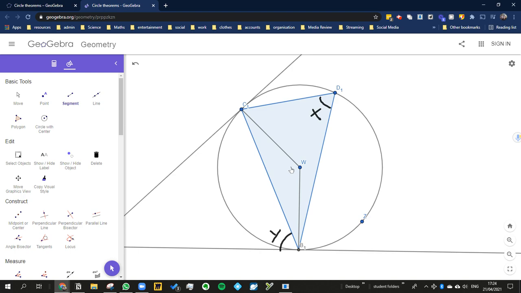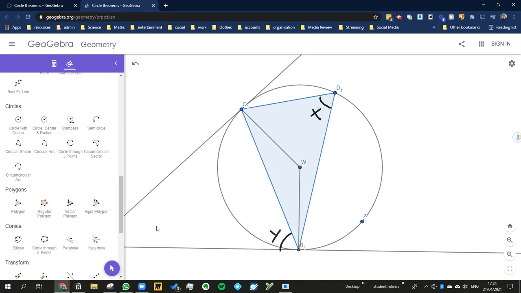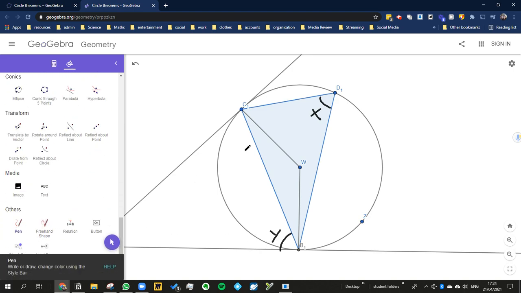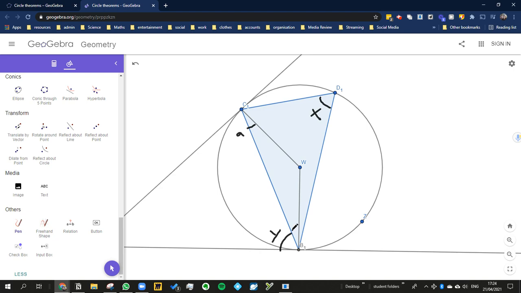And because both of these are radii, so W to C1 and W to B1 are both radii of the circle, then the triangle W C1 B1 is an isosceles triangle, which means this angle up here and this angle down here are the same, right? So let's call those angle A, okay? So that's angle A. And we're also going to chop this isosceles triangle into two, like that.